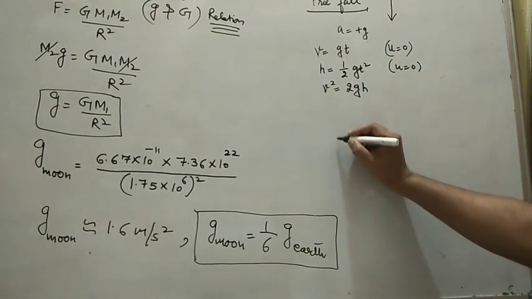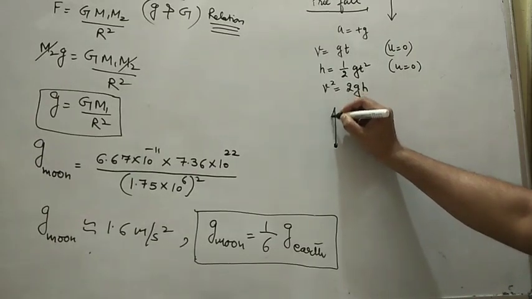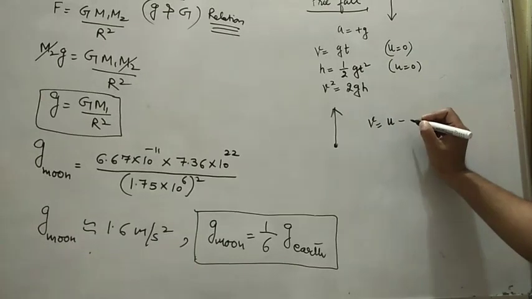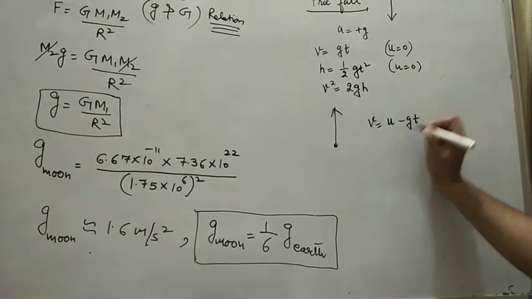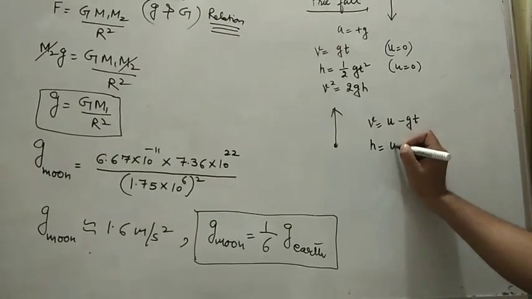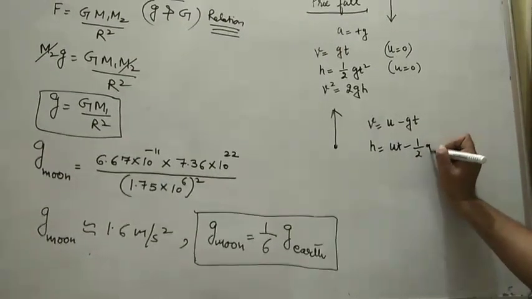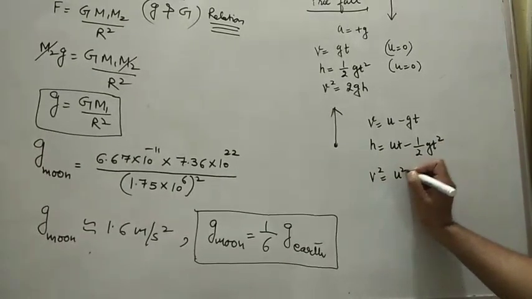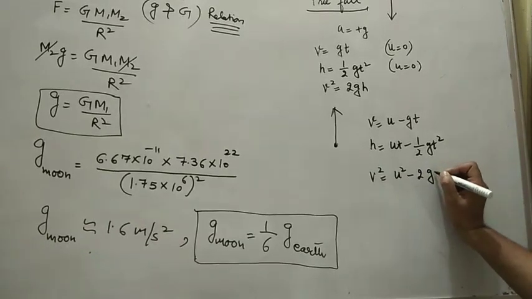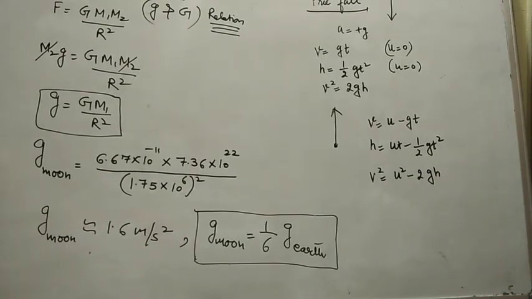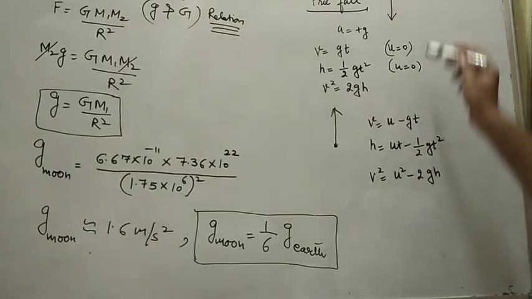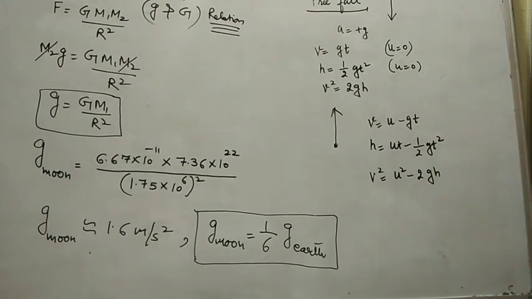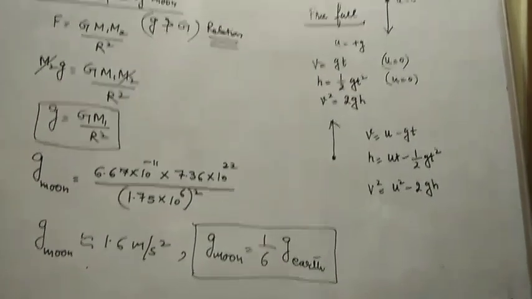And for upward motion, these can be the equations: v is equal to u minus gt, h is equal to ut minus half gt square, and v square is equal to u square minus 2gh. By the use of these three equations for vertically upward and vertically downward motion, we can easily solve the numericals.